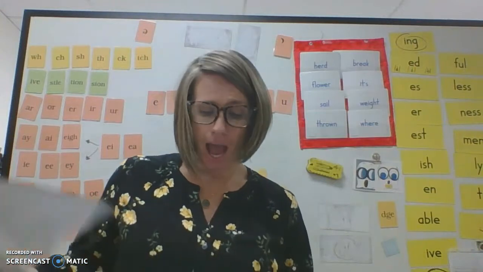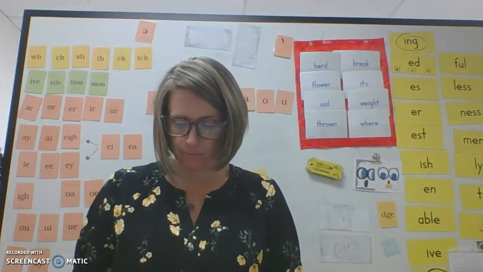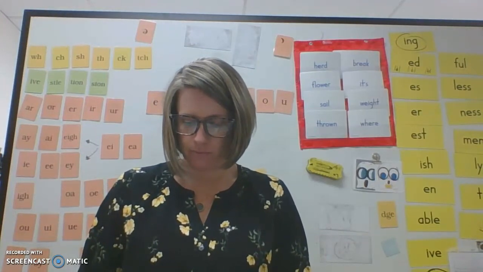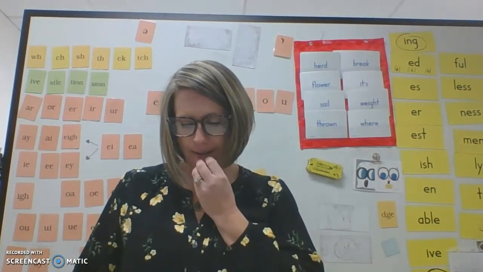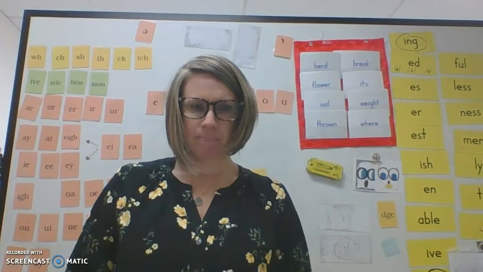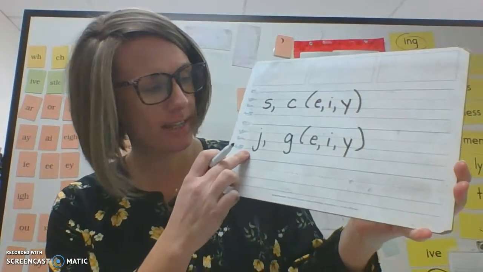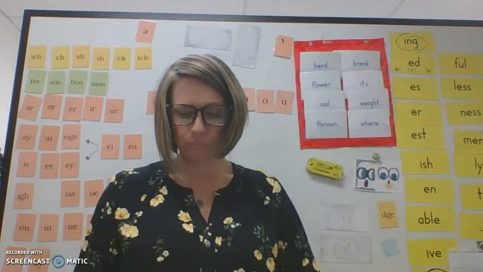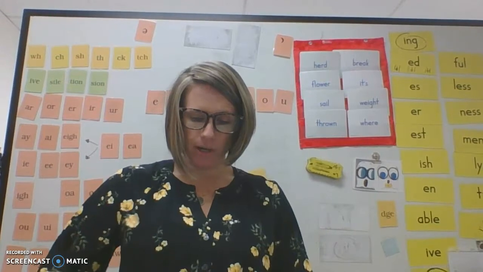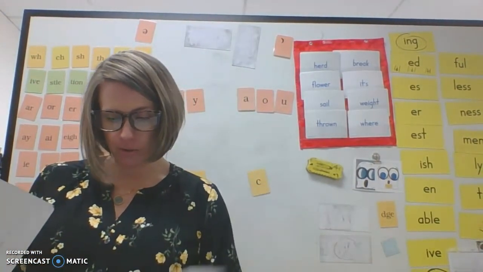Okay, same format. What says J? Go ahead and show me the ways to do J. And there we go. J says J, and G says J when it's followed by E, I, or Y. Okay, erase your board, and I would like you to do one sentence, and then we'll learn some sound-alike words. That's what we'll be ending with today.